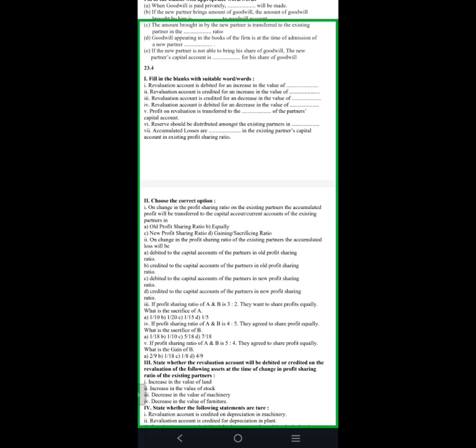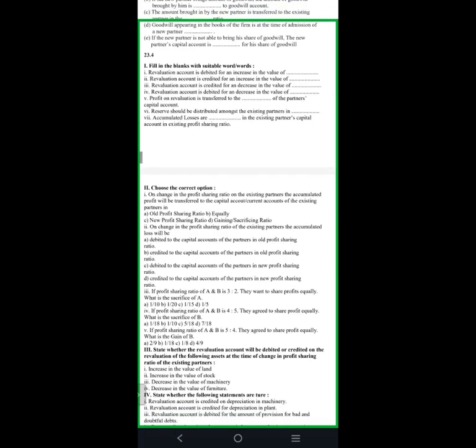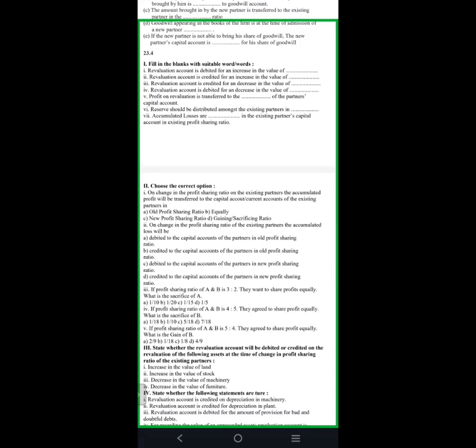Fill in the blanks with a suitable word or words. Revaluation account is debited for an increase in the value of liabilities. Revaluation account is credited for an increase in the value of assets. Revaluation account is credited for a decrease in the value of liabilities. Revaluation account is debited for a decrease in the value of assets.